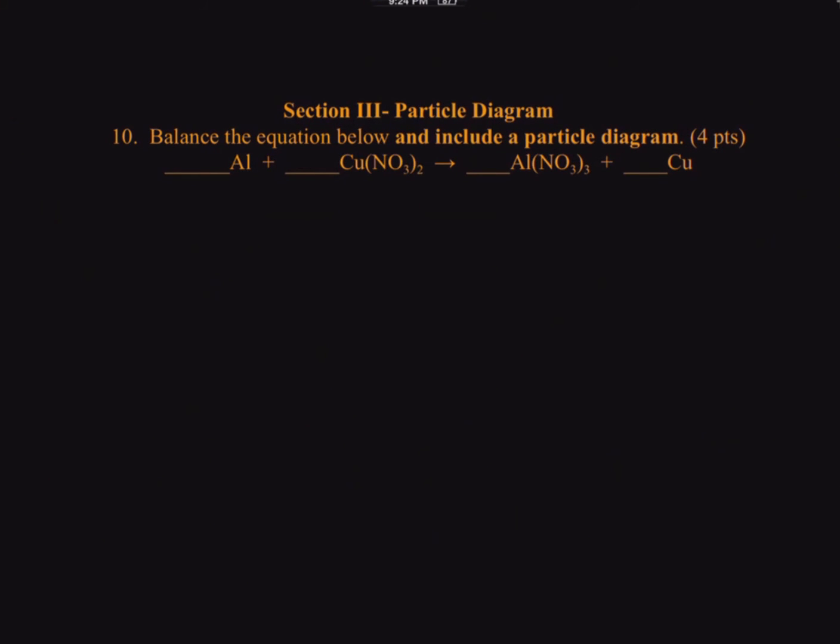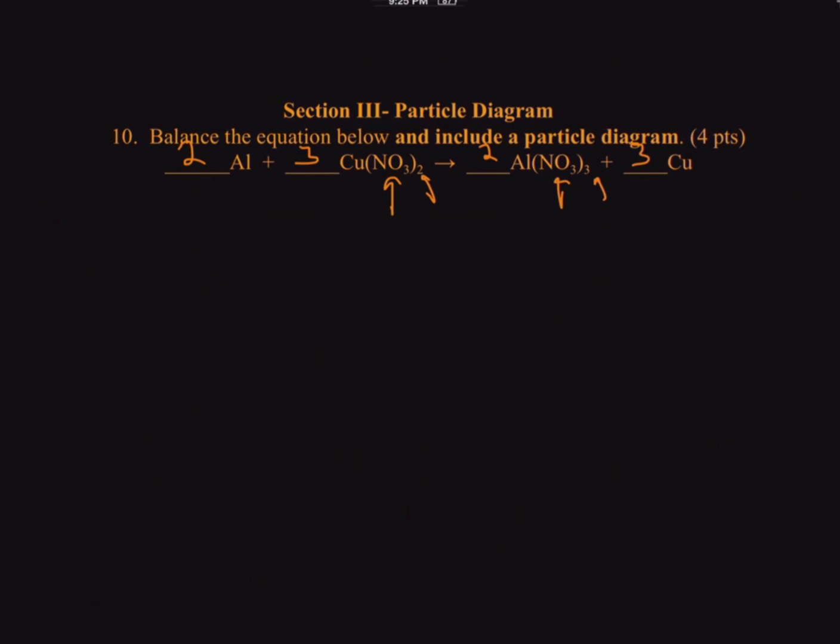Alright, so balance and a particle diagram. To balance this, since I have nitrate on both sides, that's NO3, nitrate, I don't need to count up the nitrogens and the oxygens individually since they appear together on both sides. So the little numbers outside the parentheses are 2 and 3, even odd. Again, with 2 and 3, the smallest common multiple is 6. So I'm going to put a 3 in front of the copper nitrate. I'm going to put a 2 in front of the aluminum nitrate, which means I'm going to need to put a 2 in front of the aluminum on the left and a 3 in front of the copper on the right. So that balances it. This would be a single replacement reaction.